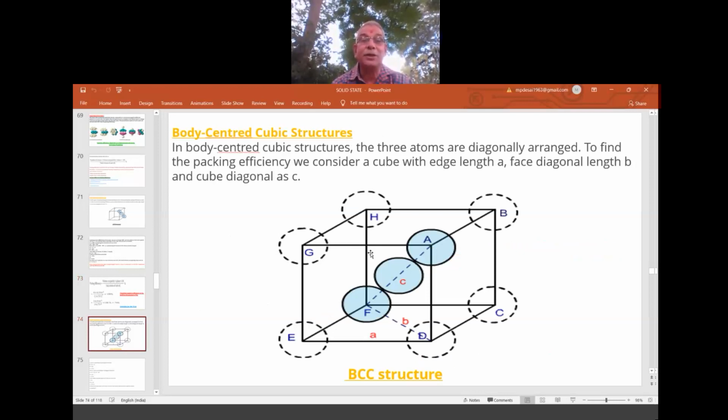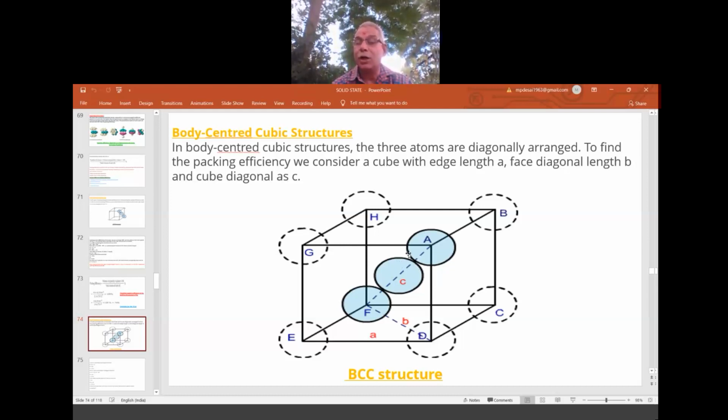Now packing efficiency in the BCC, body centered cubic structure, and this is the body centered cubic structure. So in the body centered cubic structure, that is BCC, all 8 corners are occupied by 8 spheres and one exactly at the center of the body.